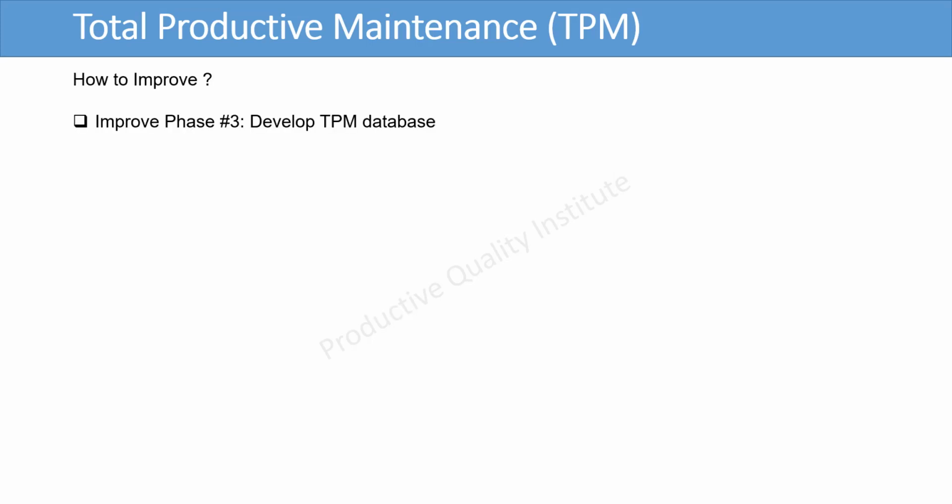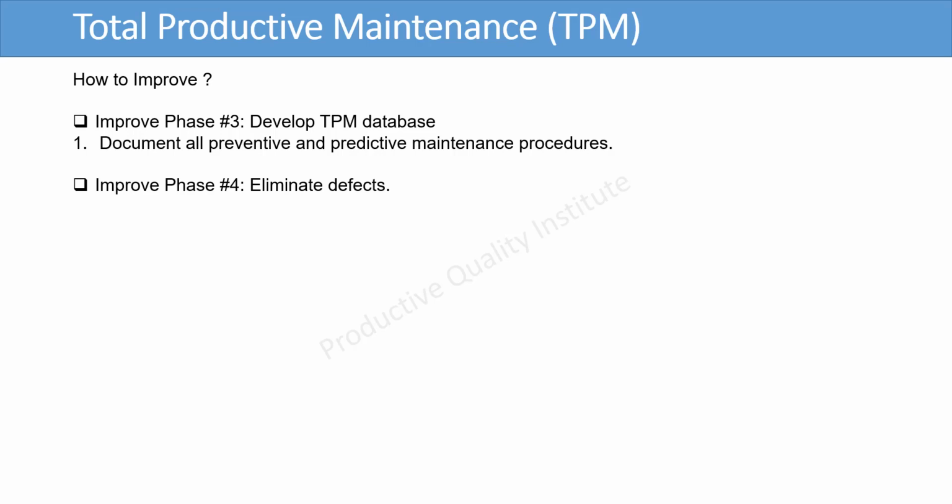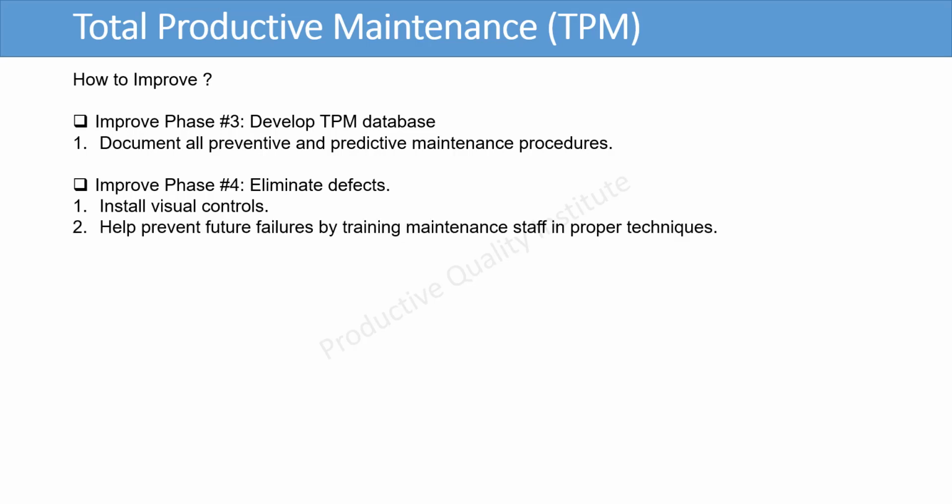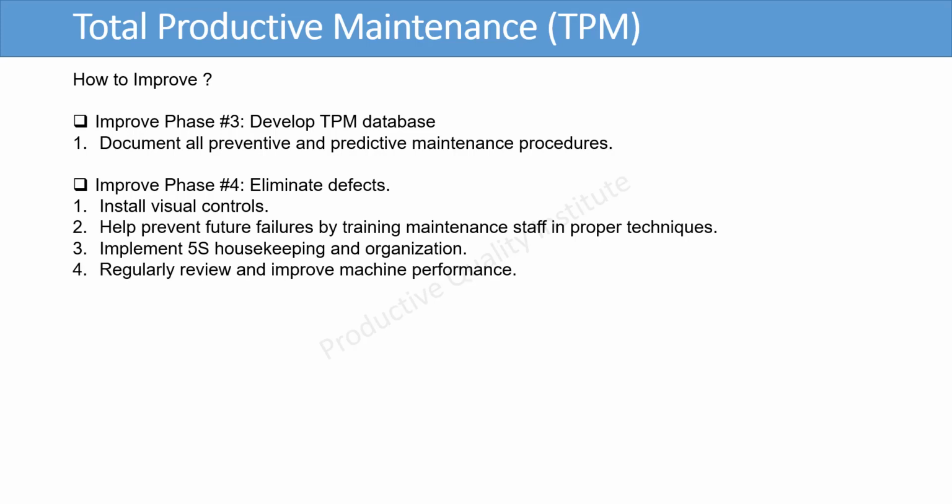Improve Phase 3, develop TPM database. Document all preventive and predictive maintenance procedures. Improve Phase 4, eliminate any defect. Install visual controls. Help prevent future failures by training maintenance staff in proper techniques. Implement 5S housekeeping and organization. Regularly review and improve machine performance. Improve safety.